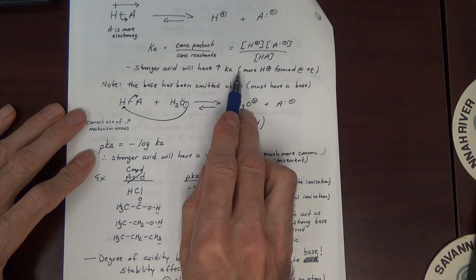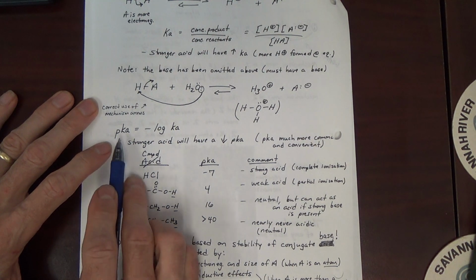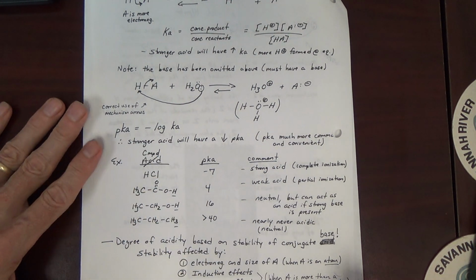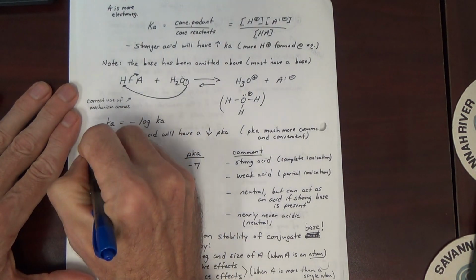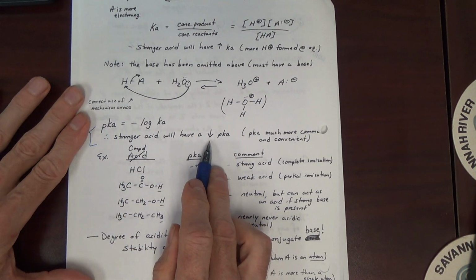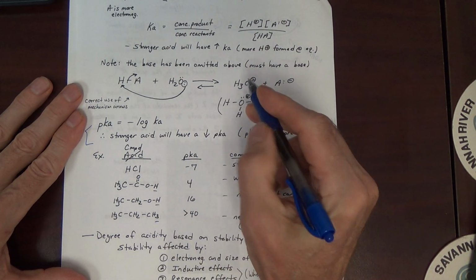Now we mentioned Ka up here. We don't typically use Ka. Instead we use pKa, and you know the definition of pKa. It is negative log of Ka. In the end, important take home is right here. Stronger acids will have lower pKa. That's your take home.